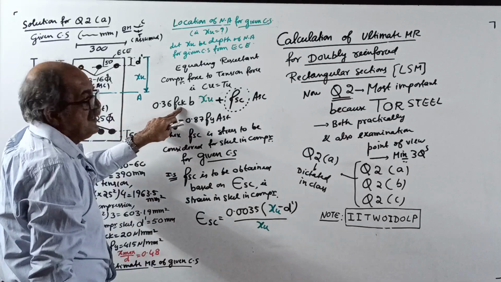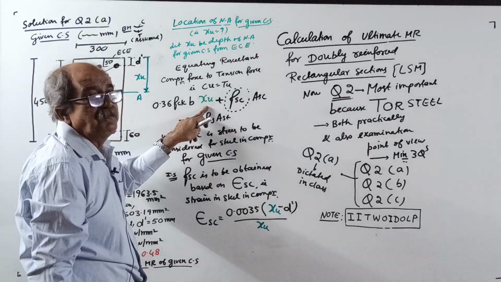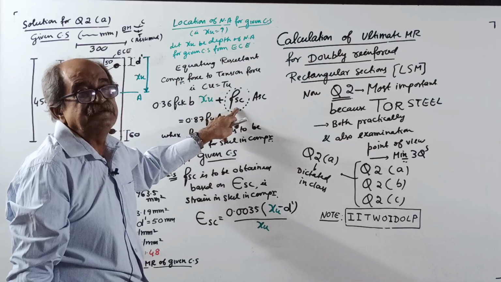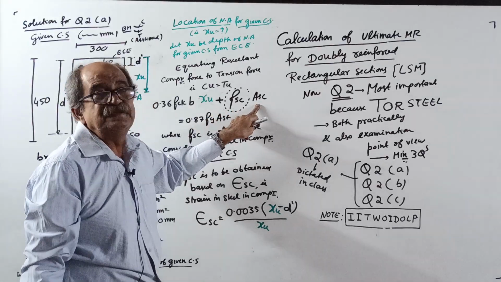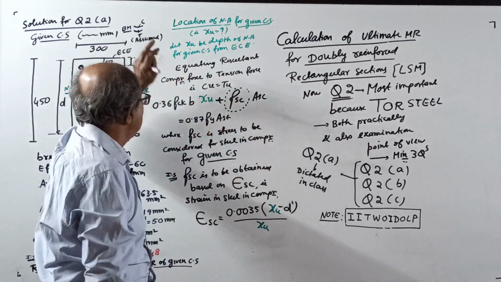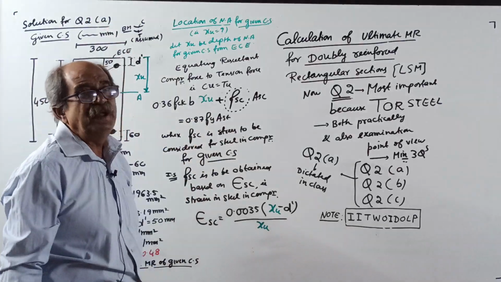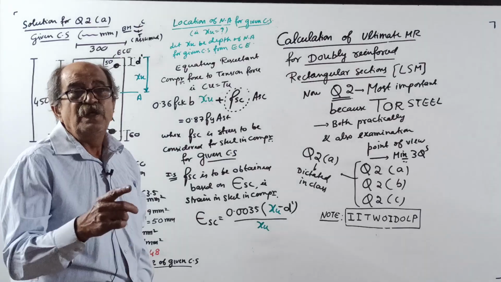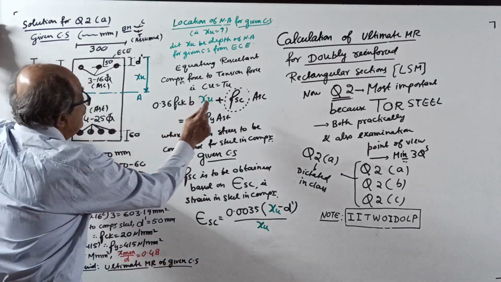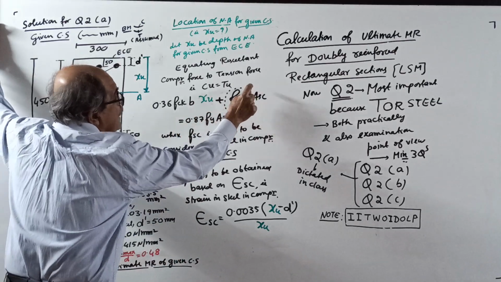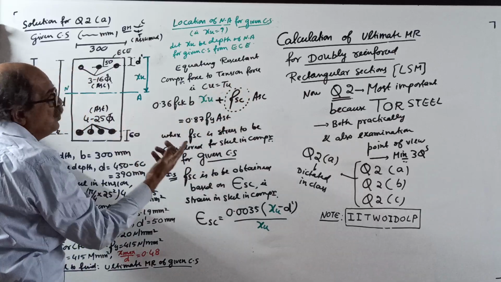0.36 fck is the average stress. b xu is the compression area. fsc is the stress in compression steel, into Asc, the area of compression steel. Total compression equals 0.87 fy Ast, stress into area of tension. Of course, some people write instead of fsc, fsc minus fcc. But IS code told it is not required.